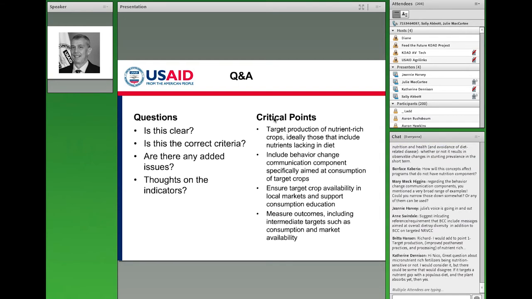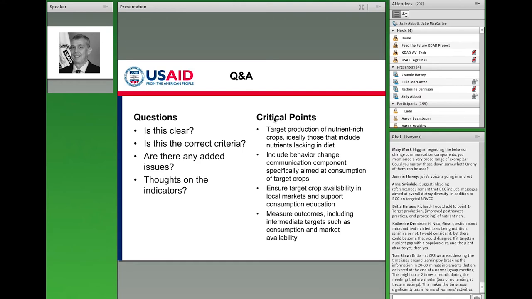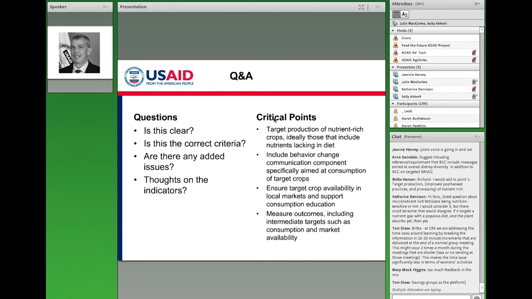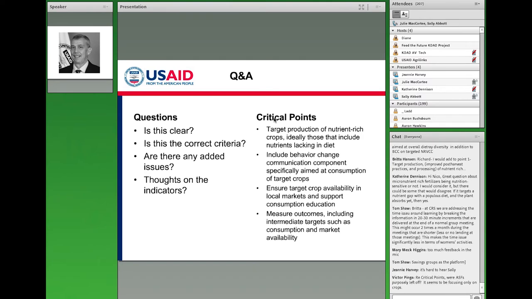Sure. I think maybe I will address that. I think that's absolutely true, that in a lot of cases we don't know what specific nutrients are missing in the diet. There are some basic nutrients that we know are often missing: vitamin A, iron, zinc, and a few others. But doing the context assessment, getting into projects and actually doing some sort of analysis to see what is consumed and what isn't consumed, can greatly aid. That's why we say you want to address those that are lacking in the diet. If you don't know what's lacking, address some of the basic nutrients. But ideally we would hope that some analysis is done on what is lacking in the diet before we decide what crops to target.